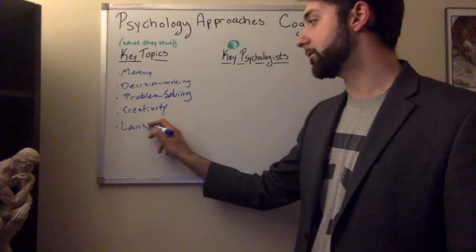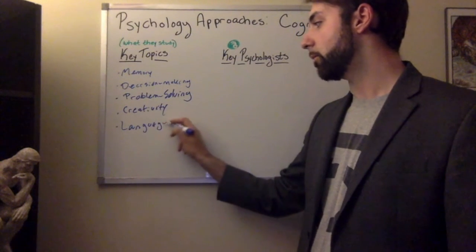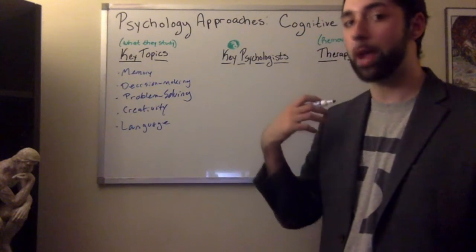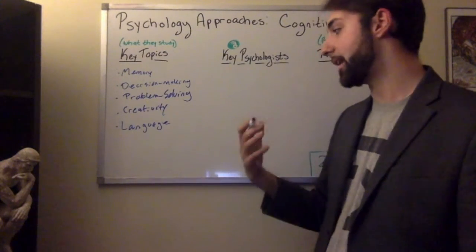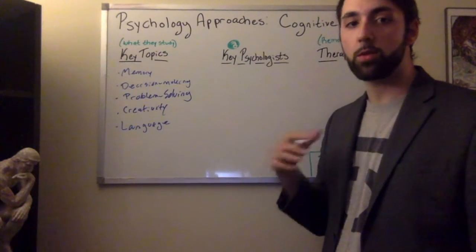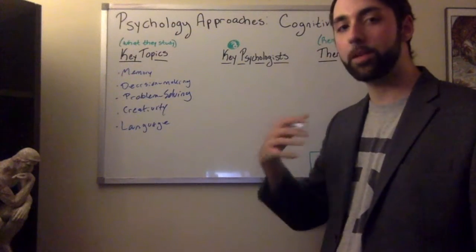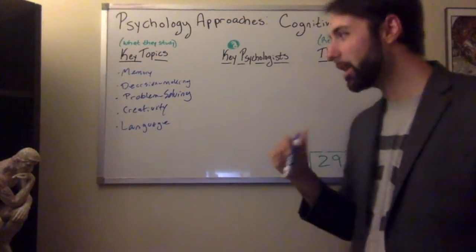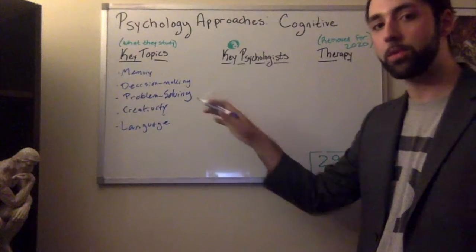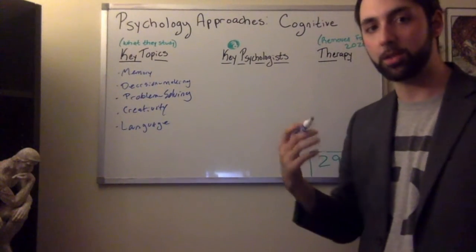Language is another massive topic, whether that's the study of language the way that Noam Chomsky studied language with the innate language acquisition device, or whether that's just phonemes and morphemes and trying to understand grammar and syntax. These are some of the major topics from Unit 1 that a cognitive psychologist would study.